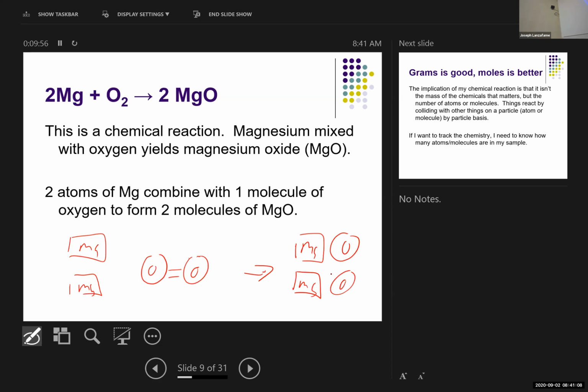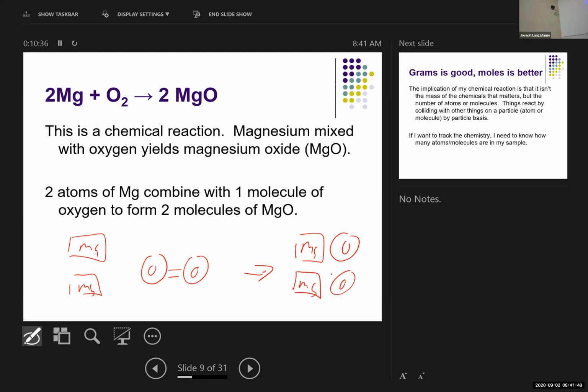Chemical reactions are fundamentally about numbers of particles. That's why I said Monday, it's really Legos. All I've done is rearrange my Legos. I stuck an oxygen Lego on a magnesium Lego and I made magnesium oxide. That recipe does not care what they weigh. That recipe does not care how big they are, volume-wise. It doesn't care what color they are. It doesn't really care what shape they are. It cares how many there are.